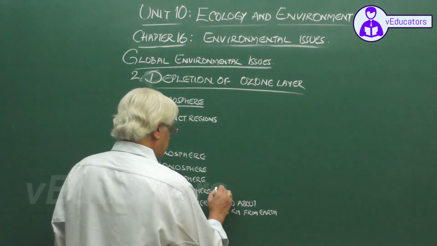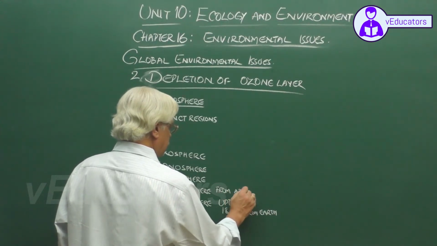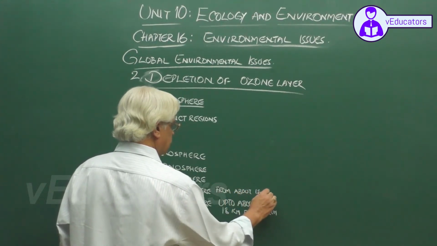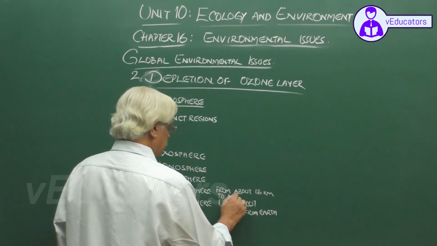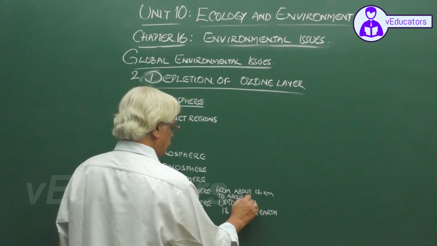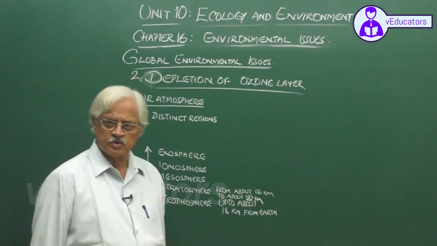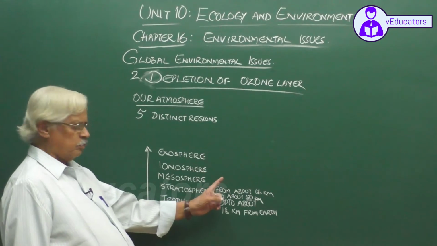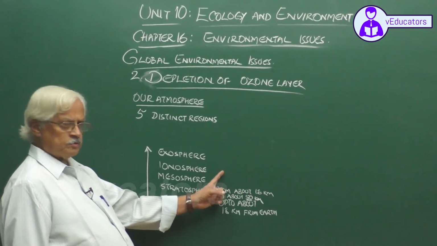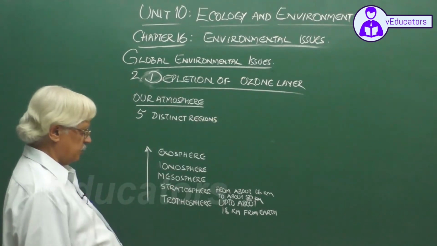Stratosphere extends from about 18 kilometers from the earth to about 50 kilometers. And above that you have mesosphere, then ionosphere, and the outer space, exosphere.